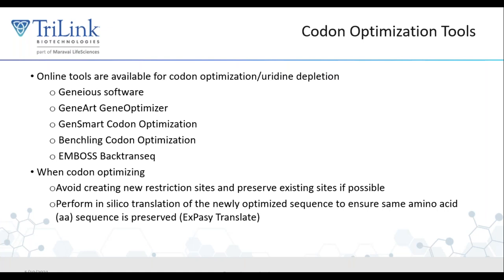The last thing you'll want to do is perform an in silico translation of the newly optimized sequence, and that way you can ensure that the same amino acid sequence is being preserved. If there's a change in the amino acid sequence, this can lead to improper protein synthesis and function, essentially introducing an unwanted mutation to your sequence. Some of the tools that you can use are ExPASy Translate. That's one that we have used before, and it seems to work quite well.